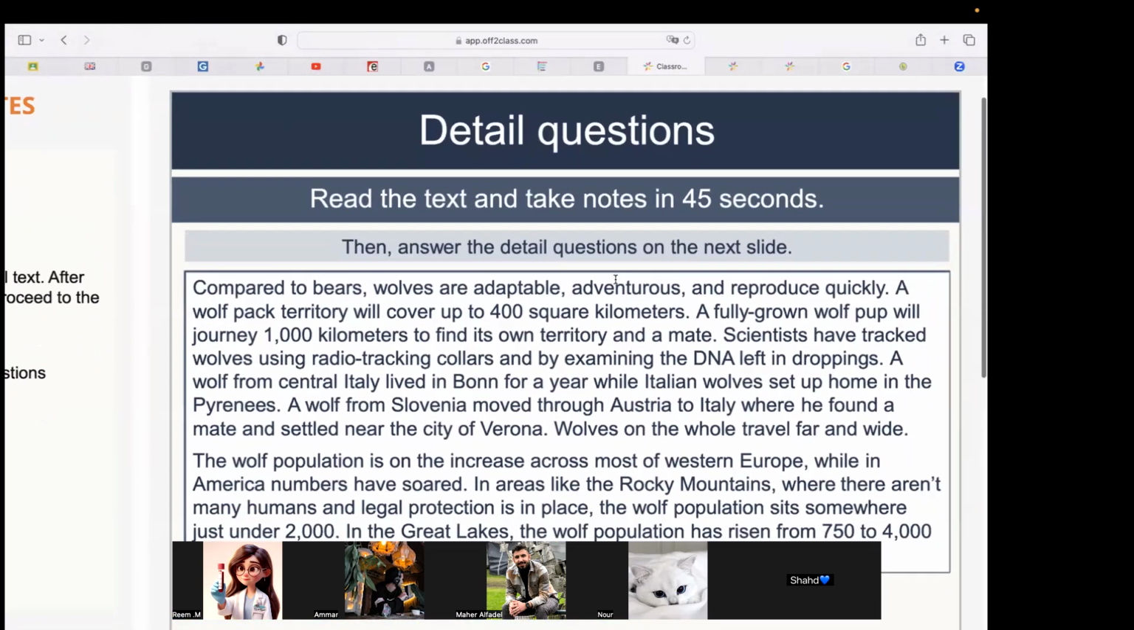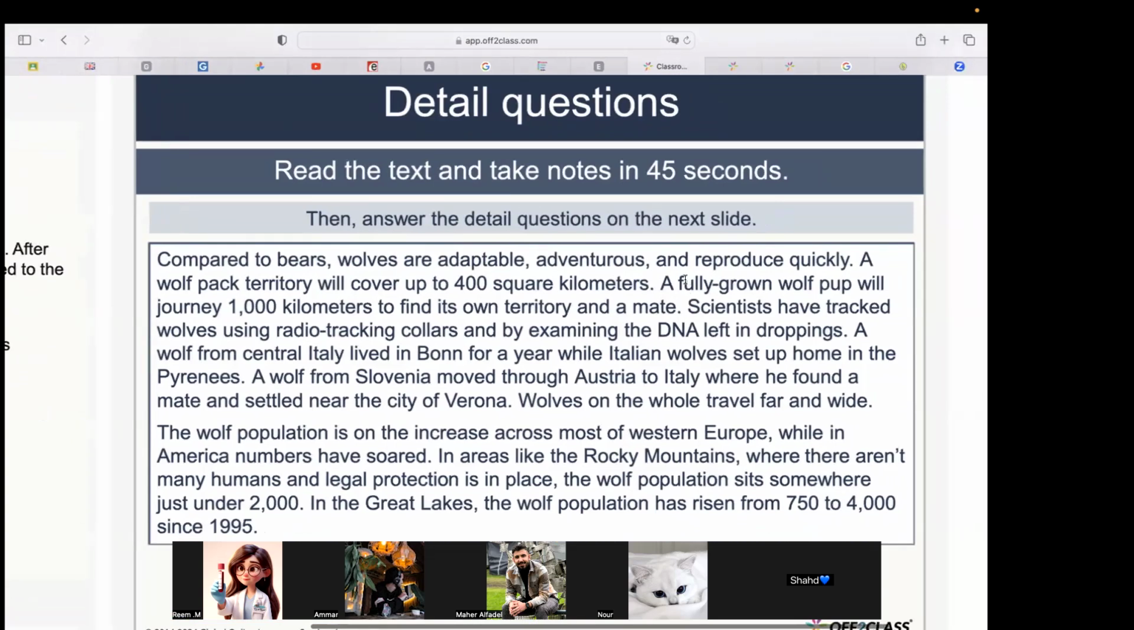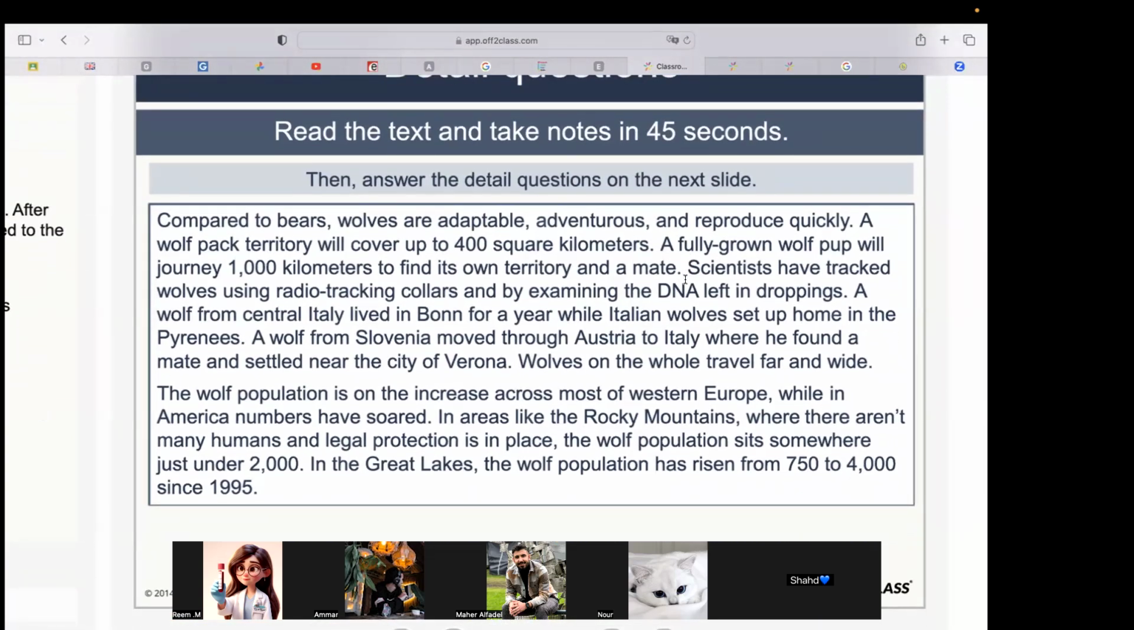Now, read the text and take notes in 45 seconds. I'm going to set my timer. I will read it, and then I'm going to give you guys 45 seconds to take notes. Then we're going to answer the questions on the next slide. I'm not going to be able to show you the questions, okay? If you have a pen and paper ready so you can take notes, because I'm not going to show you the text whenever I'm going to show you the questions. You guys need some time to get a pen and paper, or you have your phones to note down stuff.